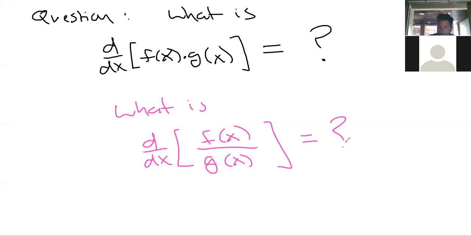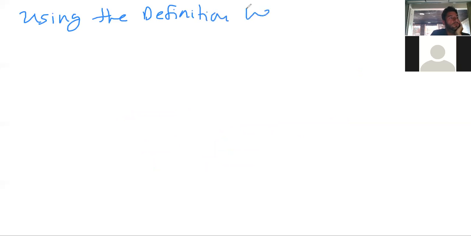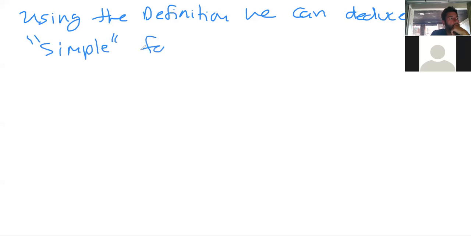So, of course, there's going to be a formula, because we wouldn't tell you this if there wasn't one. But the thing I'd hope that you would try to do is try to understand where these things are going to come from. So using the definition, we can deduce what I will put in quotations as simple formulas.